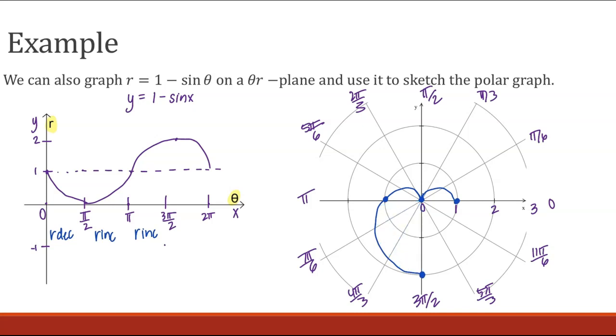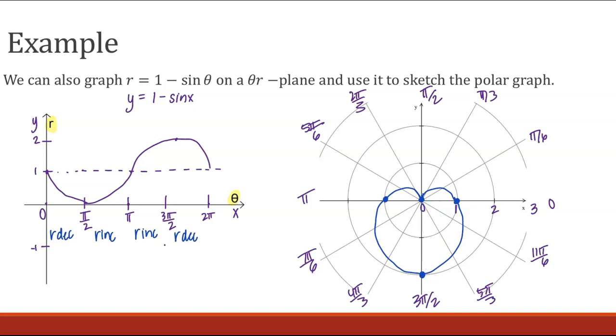And then finally, between 3 pi over 2 and 2 pi, my r values are decreasing from 2 to 1. So they're getting smaller from 2 to 1. They were all the way at 2, and then they're going to get a little smaller, a little smaller, until I get to that 1. And so I'm going to try to make it symmetrical, but it didn't work out great.